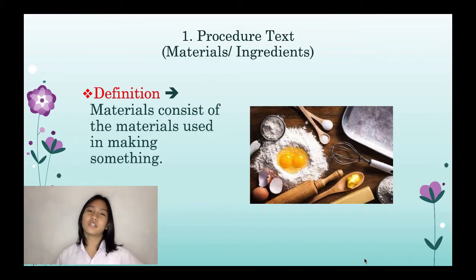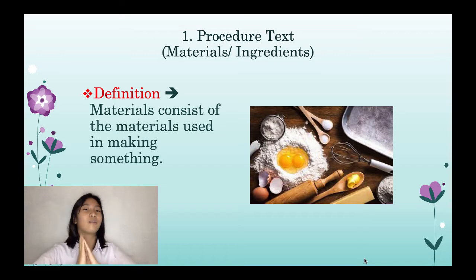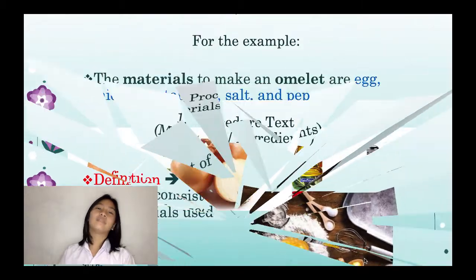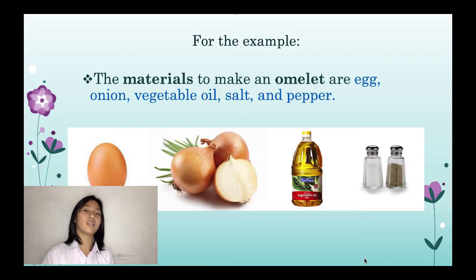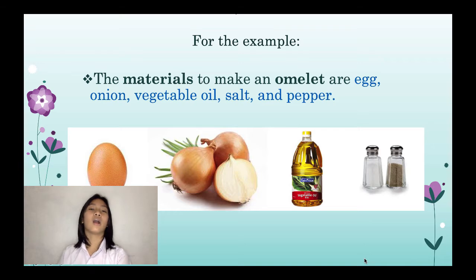The first is procedure text, materials or ingredients. Let's see the definition of materials. Materials consist of materials used in making something. I hope you guys can understand because this is very clear and very easy to understand. Okay, for example, the materials to make an omelette are egg, onion, vegetable oil, salt, and pepper. Yeah, these are the materials.